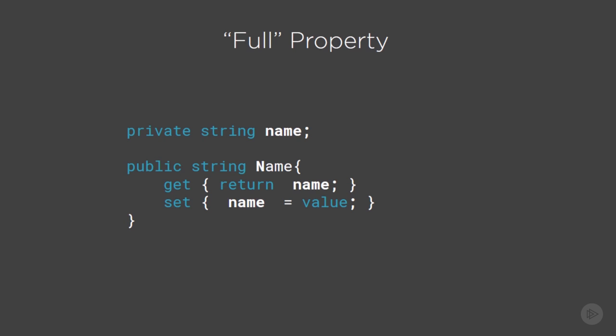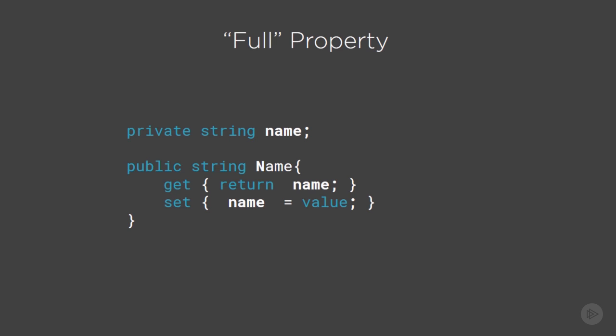Full properties have a backing variable, in this case the lowercase name, and then they have the property name, and typically they have a getter and a setter where the getter returns the backing variable and the setter sets the backing variable to whatever value is passed in. So if I were to say name equal Jesse Liberty, Jesse Liberty would be the value, and that would be assigned to the backing variable.